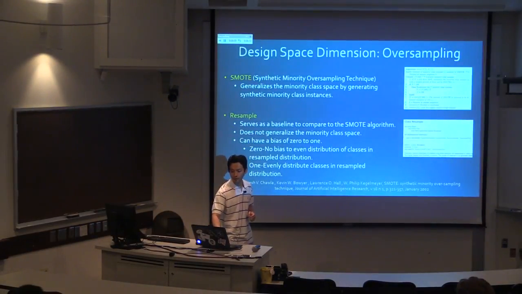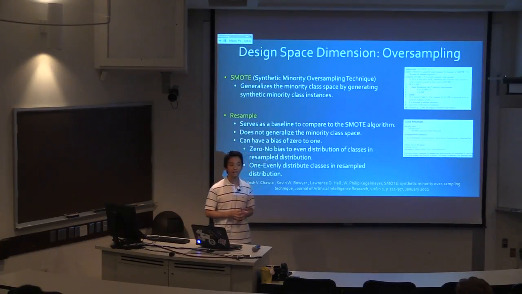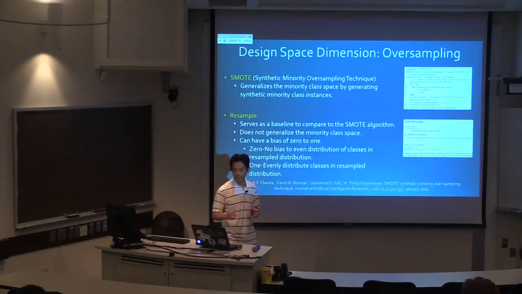Right, so on to oversampling. There are 2 oversampling algorithms that we'll explore. One is SMOTE, and what it does is that it generates synthetic minority class samples. What we hope to achieve by doing this is to make the minority class space more general, which is good because since we only have 68 stuck instances, we don't want the classifier to overfit to those 68.